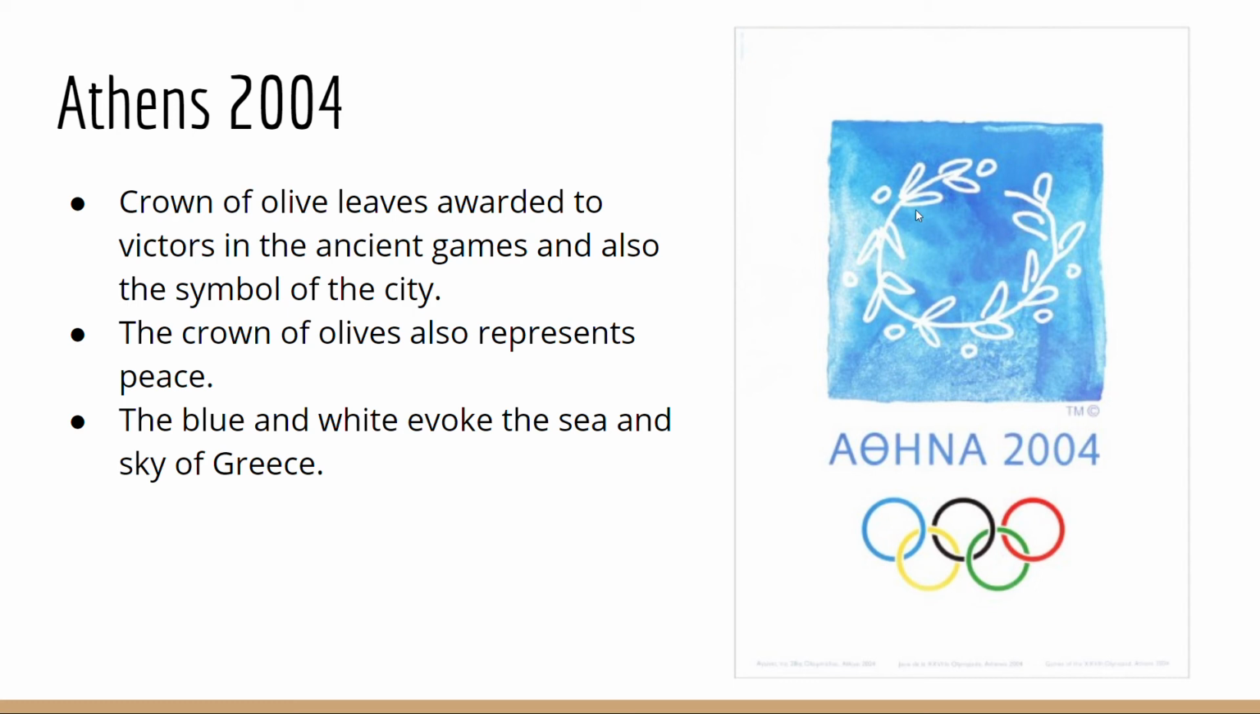Do you remember which one it was? Yes, the first modern Olympics, when Athena was holding an Olympic wreath in her hands. The crown of olive also represents peace, and the blue and white colors chosen evoke the sea and the sky in Greece. Remember Barcelona, the blue represented the Mediterranean Sea. Here also for Greece, it's a Mediterranean country, and Athens is in the Mediterranean, so that blue represents their Mediterranean color.